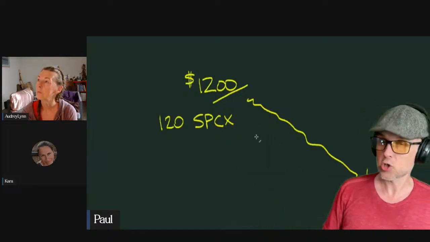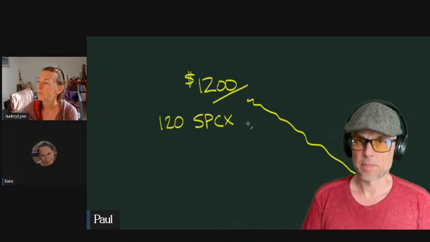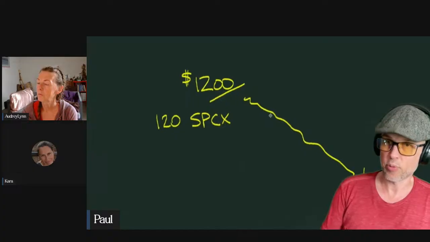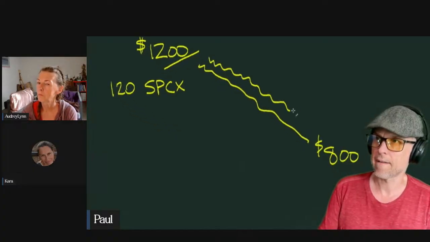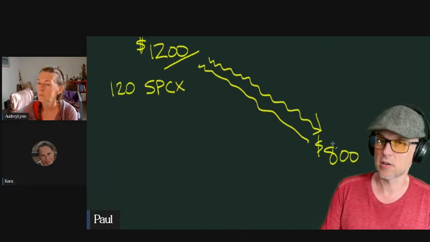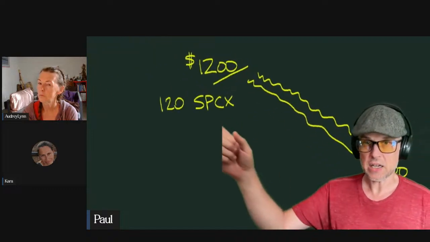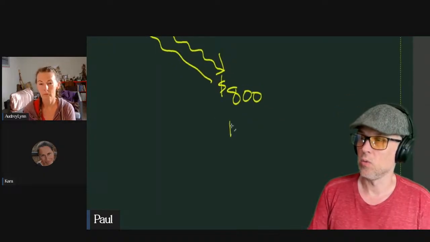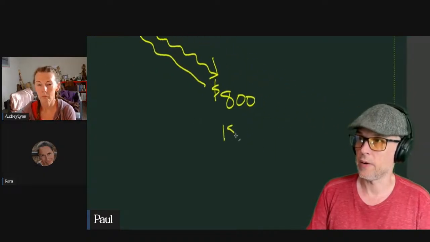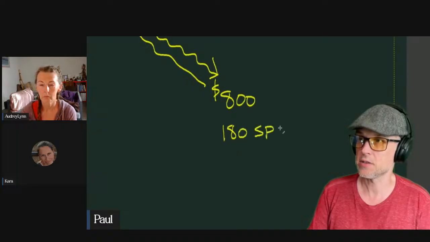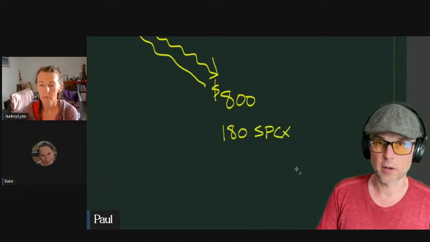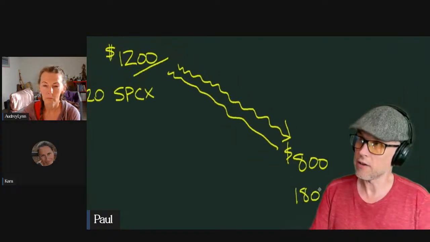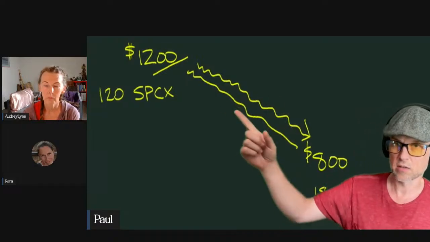So you are actually selling 120 SpaceX. But the price goes down, and by the time it gets here, that money that you set aside can purchase 50% more. So now it's 180 SpaceX. And all you got to do is find a buyer at this price. And then you get the difference between that.